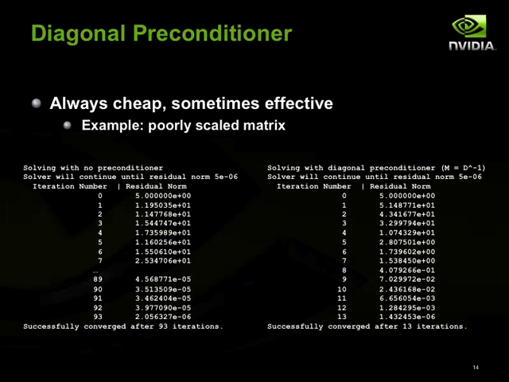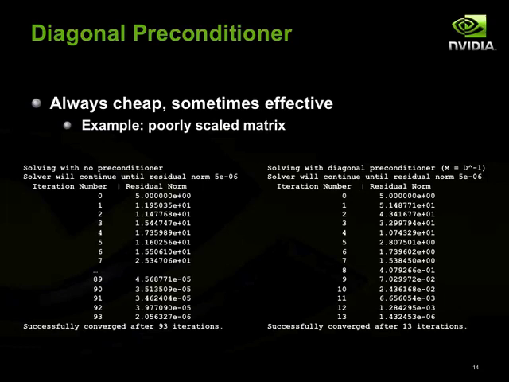So in this case, I created an example. I scaled the rows and columns by some random values with very different magnitudes, and then solved it with CG using no preconditioner on the left, so it took 93 iterations, and on the right I used the diagonal preconditioner, and I was able to solve it with just 13. So unless your matrix has nicely scaled rows and columns, you should at least be using something like diagonal preconditioning. I can't promise that it will do much for you, but if you don't know anything else to do, diagonal preconditioning is very cheap, and it can improve the convergence of your method in some cases.